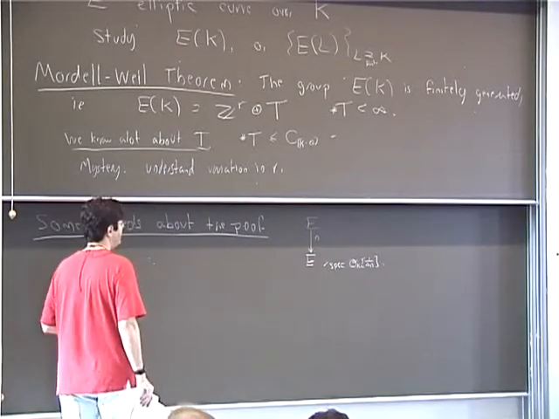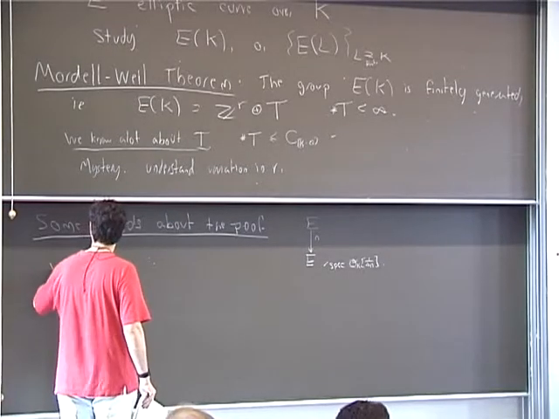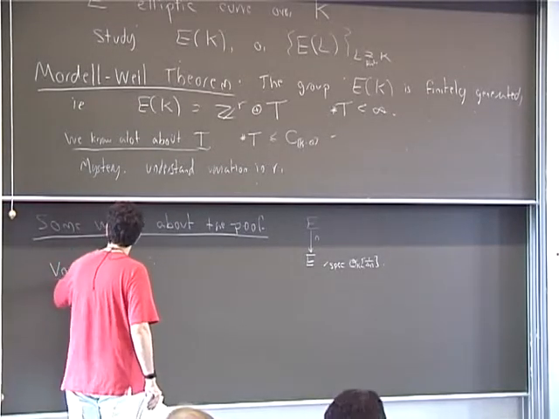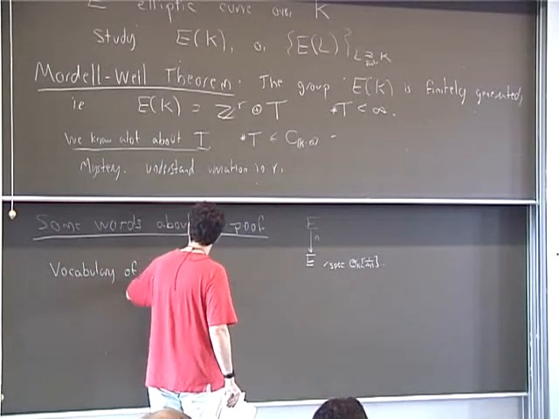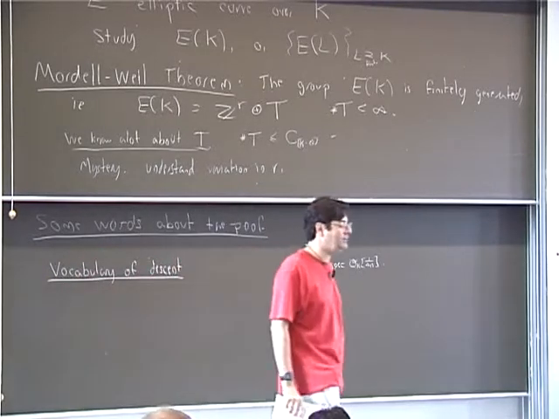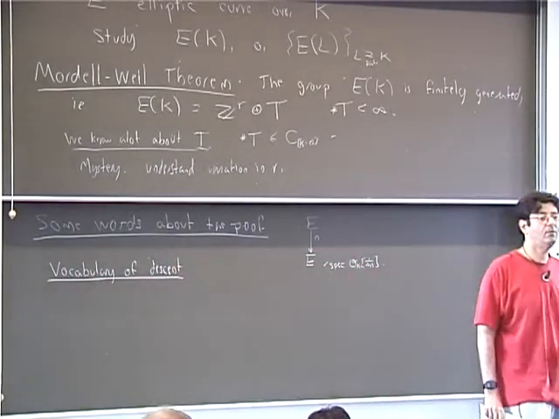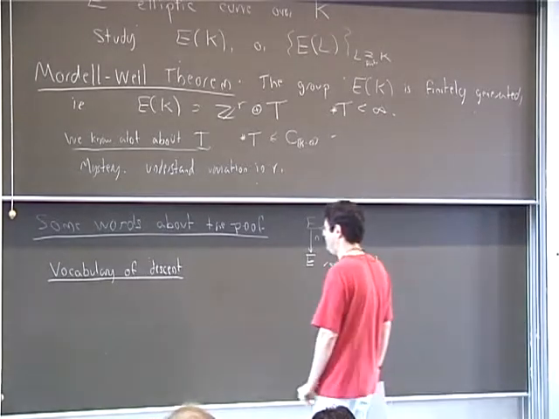But I want to make this a little bit explicit and introduce some vocabulary, the vocabulary of descent, which I'm going to be using tomorrow and on Wednesday when I discuss the ideas behind the proof of Kolyvagin's theorem. So I want to have a few notions under my belt.